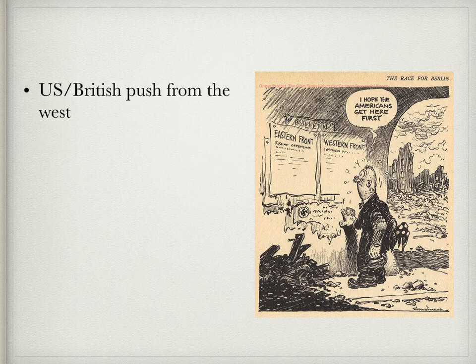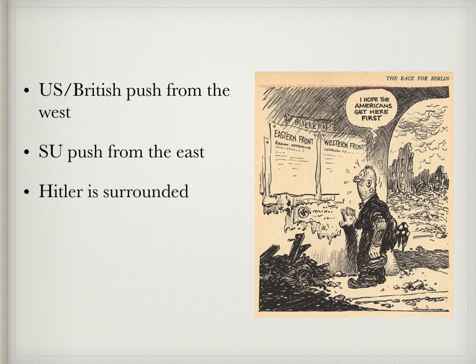So the US and the British are pushing from the west. The Soviet Union is pushing from the east. Hitler is surrounded. Okay, things are getting closer and closer to Germany and to Berlin. And it's really Hitler at this point who is going to take things into his bunker. Many top Nazi officials, including Joseph Goebbels, his minister of propaganda, and his family, are living in a bunker in Berlin.